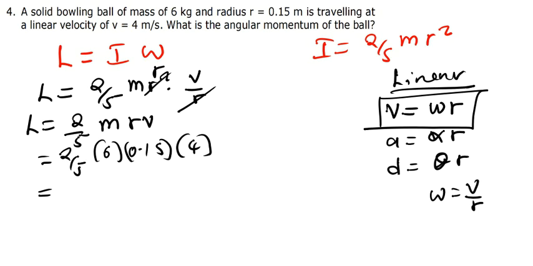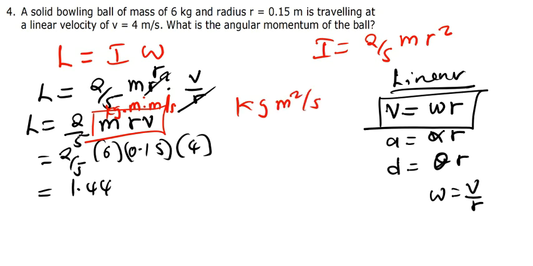So what will be the answer? 2 divided by 5 is 0.4, times 6 times 0.15 times 4. That becomes 1.44. Now, what are the SI units? If we look at this part here, this is in kgs, this is in meters, velocity is in meters per second. So the SI unit for angular momentum is kg meter squared per second.